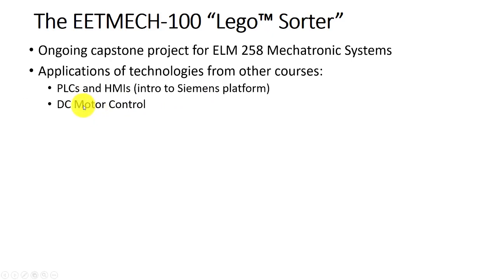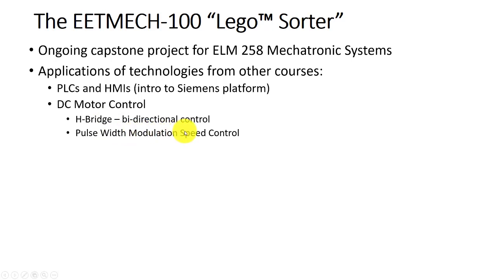You also see DC motor control, which involves things like using H bridges for bidirectional control, and also pulse width modulation as a way of varying the amount of power delivered to the motor and therefore the speed of the motor. You'll also have an optical encoder attached to the motor, and using the encoder signals, channels A and B, you can detect the speed of the motor, the position of the motor, and the direction that the motor is moving.